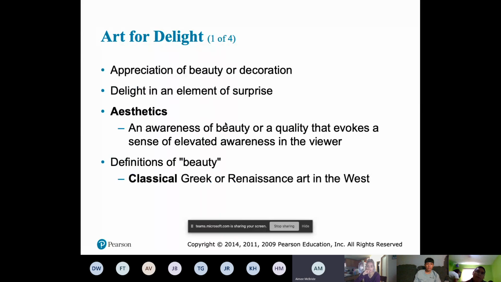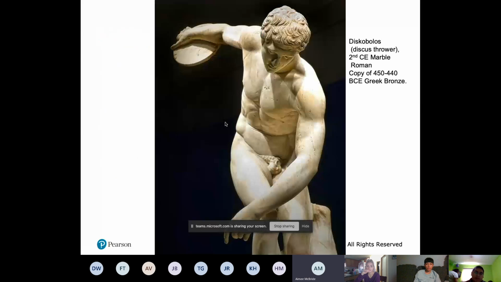But art for delight is really just enjoying beauty and decoration. Finding things aesthetically pleasing to the eye. It's an example of art for entertainment of the consumer. And once again, the definitions of beauty have changed throughout time. For example, the definition of beauty in classical Greece, or the idealized version of beauty in classical Greece for a man, would be something like this.